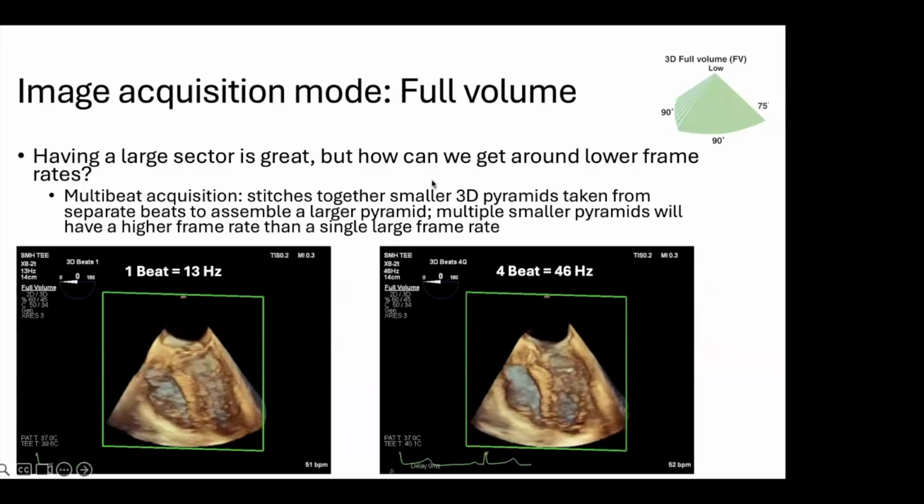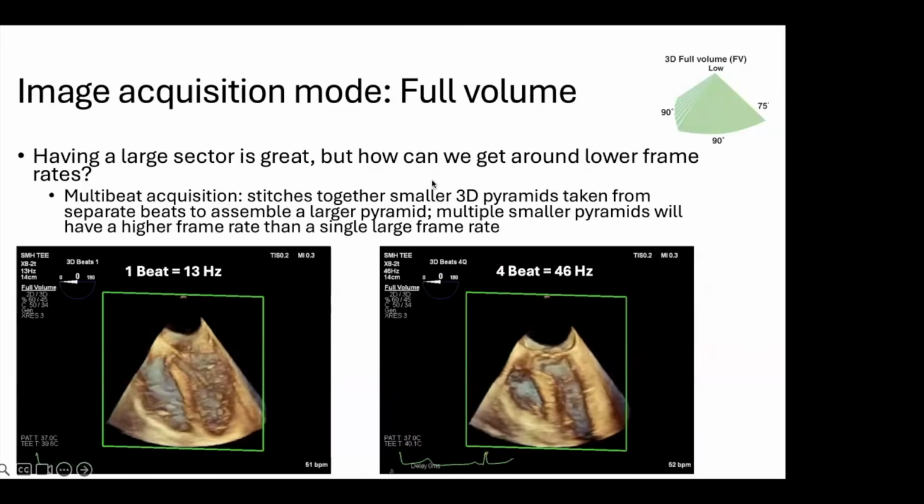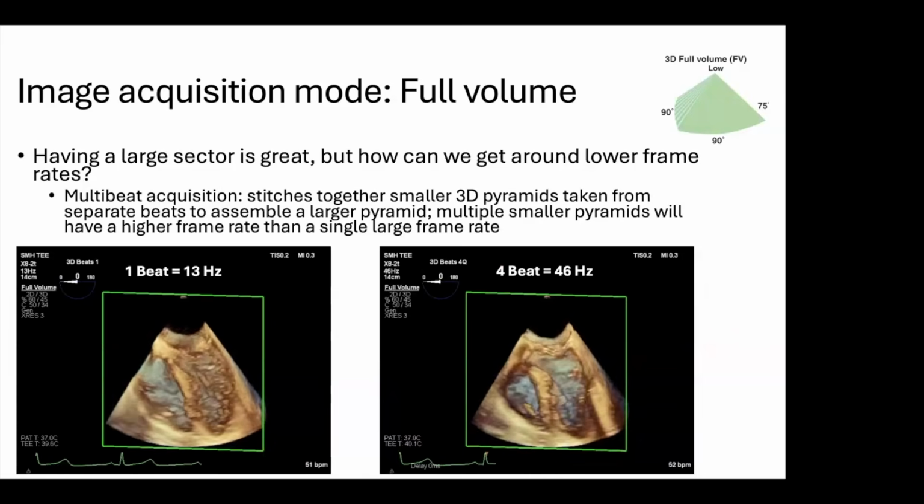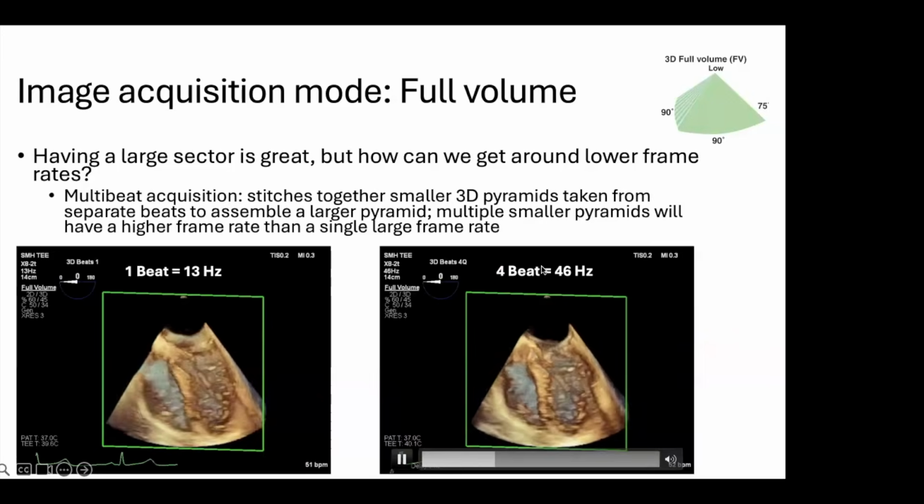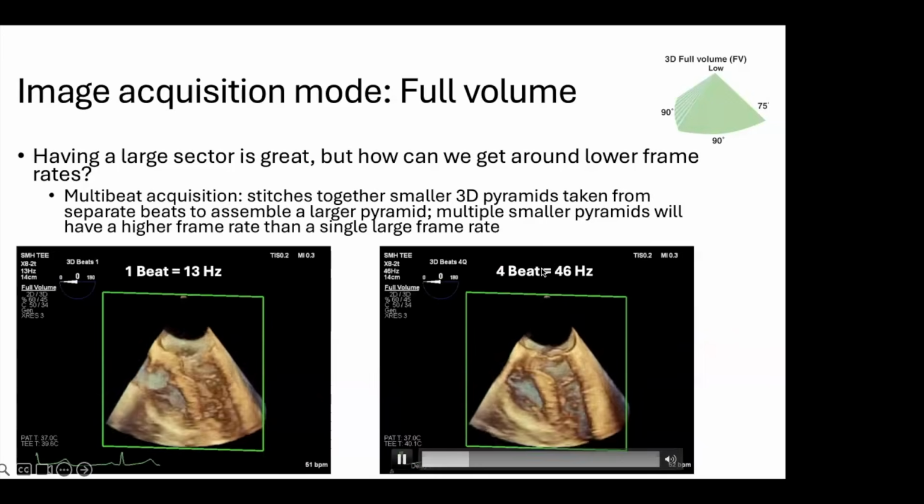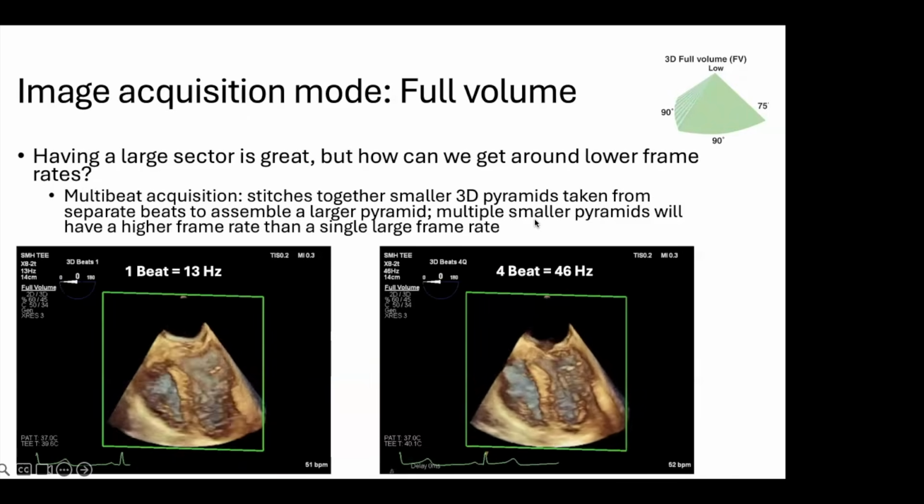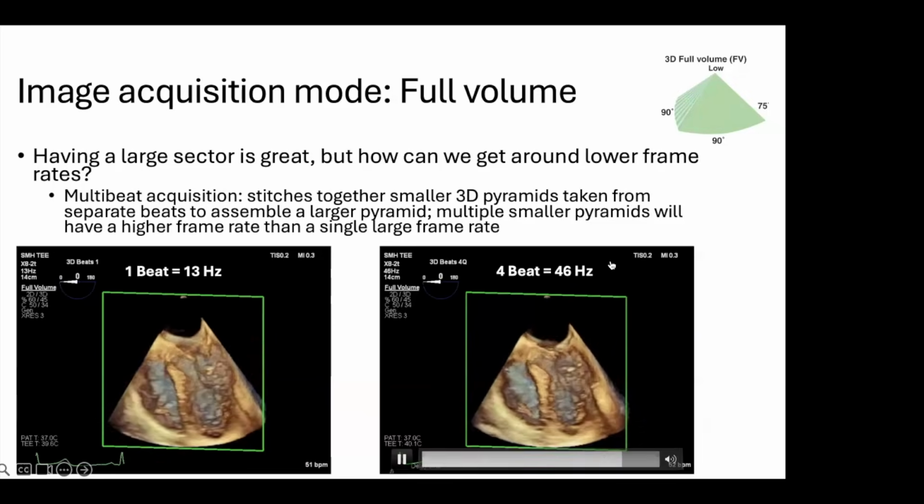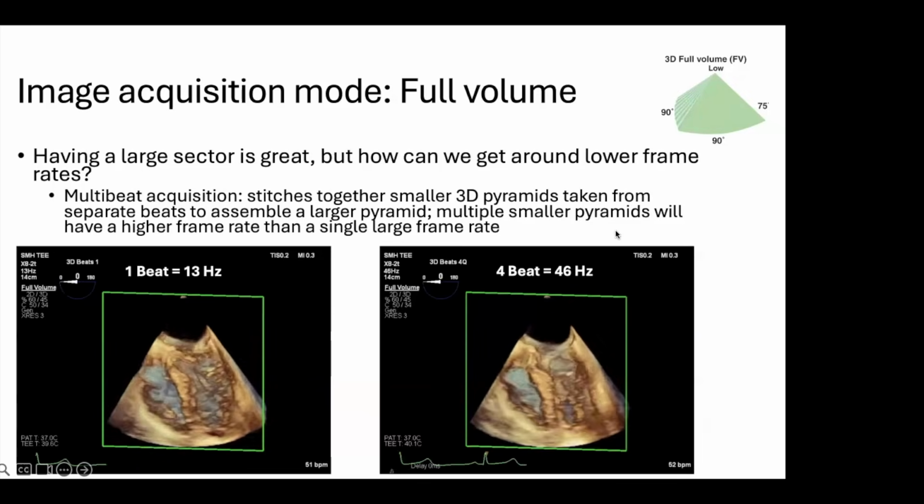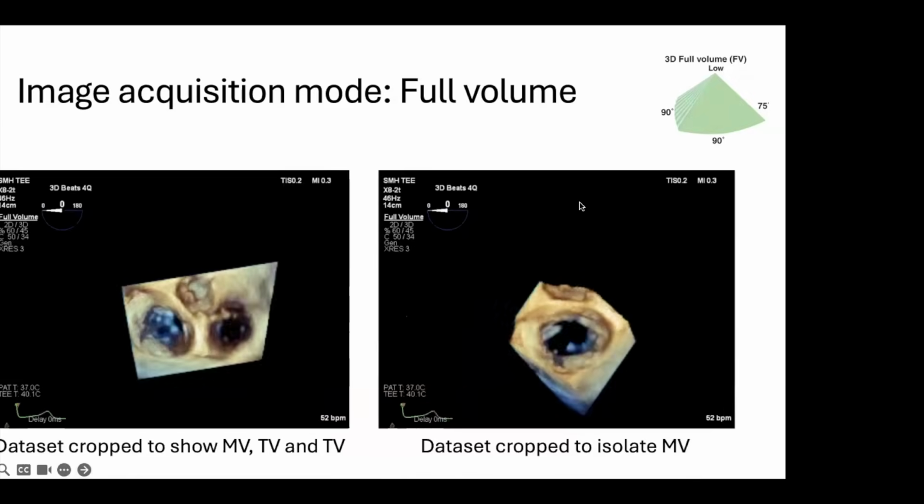One of the ways around that is something called multibeat acquisition. The way this works is by acquiring multiple small pyramids and then stitching them together. And I'll show you some examples of that. But all this is to say is that by doing that, you're able to increase your frame rate. So now the frame rate of this 3D image went up to 46 hertz by stitching together 4 beats. And it did this by stitching together 4 smaller pyramids. The image overall looks better, but as a result, you can get stitching artifacts. So that's just something to be aware of, and I'll show you an example of that.